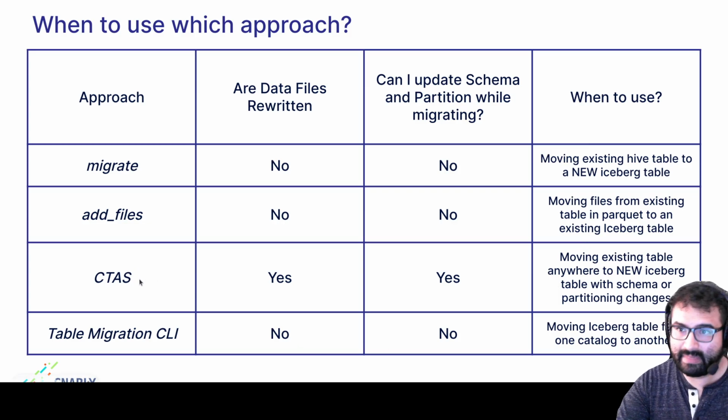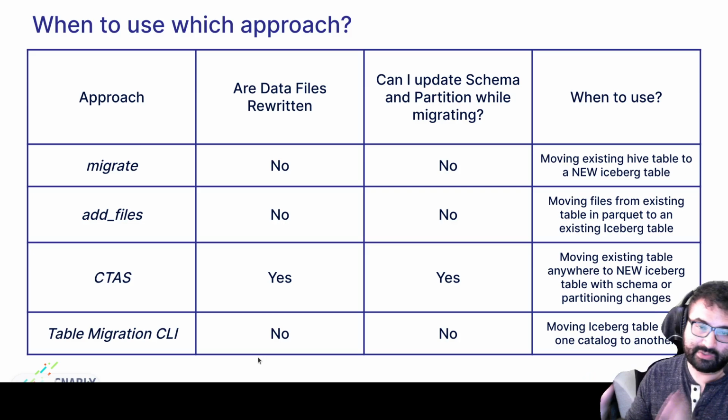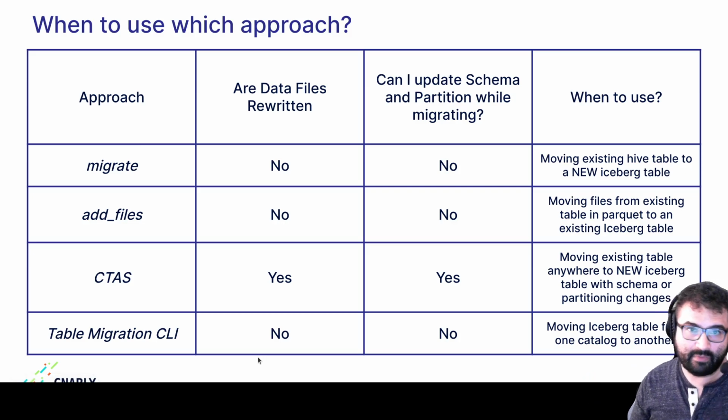CTAS, basically that shadow migration approach where you're just rewriting the table, will rewrite the data, so you are using compute to do that. But again, it gives you an opportunity to change the structure of those files and the partitioning of those files. You can do that kind of stuff then. Now, if you're not migrating from non-Iceberg to Iceberg, but instead you're migrating from one Iceberg catalog to another, then you would use the table migration CLI, which would basically move all those catalog references from one catalog to another, which shouldn't require any moving of files.